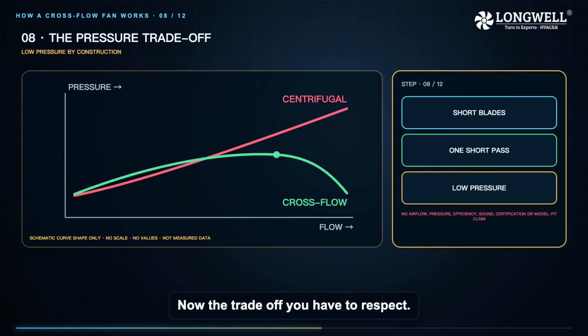Now the trade-off you have to respect. A crossflow fan is a low-pressure device. The air only gets one short pass through short blades at a modest tip speed, so it can move a useful volume of air, but it cannot push it through much resistance. If your application is ducting, a filter, or any real system resistance, this is the wrong fan and no amount of speed will fix it.